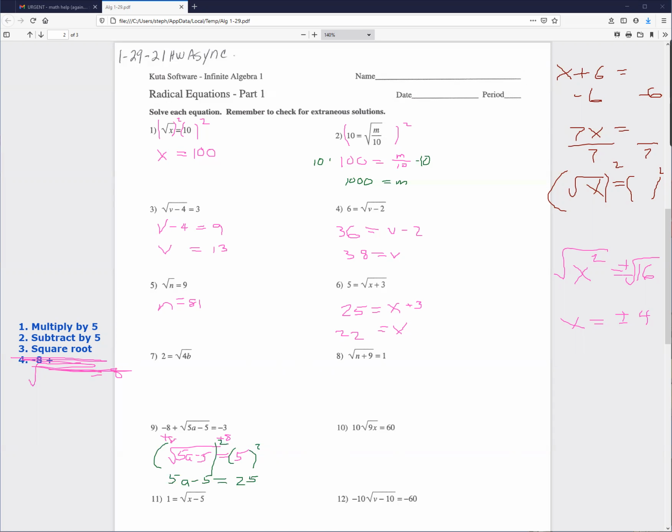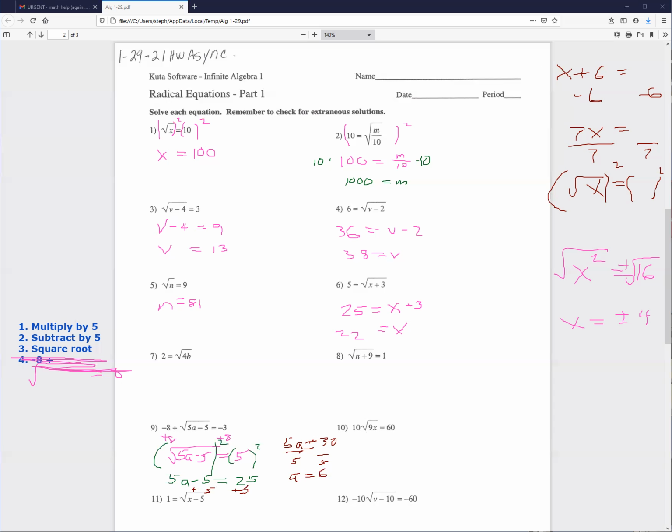And then from here, I hope you should be pretty familiar with this process because this is a pretty basic two-step equation. So we'll add 5 to both sides and get 5a equals 30. Ugh, horrible handwriting, but we'll deal with that. And then, of course, we're going to divide by 5, and we get a equals 6.